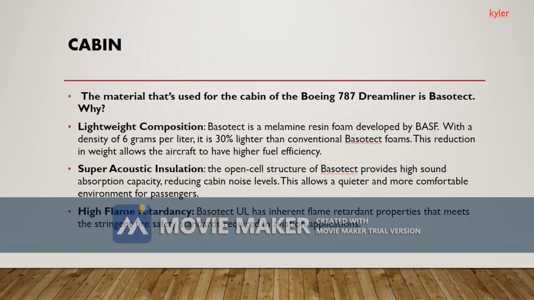For the cabin, we decided that the material that's best used for it is the Basotec developed by BASF. It has a density of 6 grams per liter, which is 30% lighter than conventional Basotec foams. This allows the aircraft to have a higher fuel efficiency. Basotec also has a super acoustic insulation which provides high sound absorption capacity, reducing cabin noise levels. This will allow a quieter and more comfortable environment for passengers. Basotec also has inherent flame retardant properties that meet the stringent fire safety standards required in aviation applications.